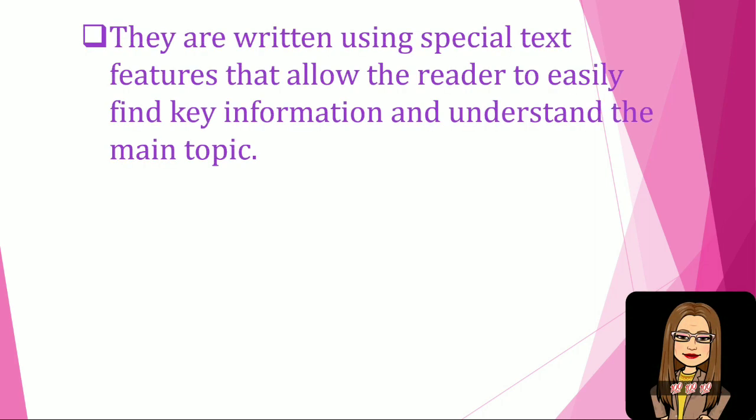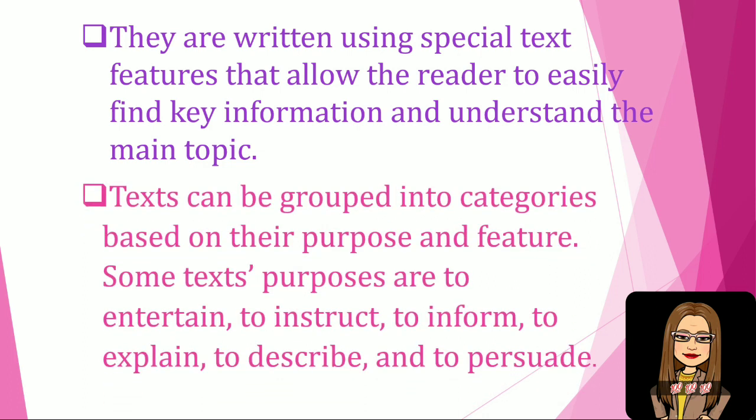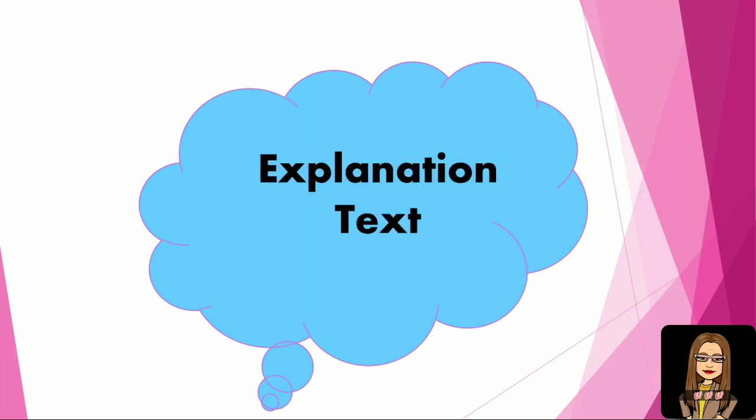They are written using special text features that allow the reader to easily find key information and understand the main topic. Text can be grouped into categories based on their purpose and feature. Some text purposes are to entertain, to instruct, to inform, to explain, to describe, and to persuade. This lesson will help you distinguish text types according to purpose and features, focusing on explanation text.